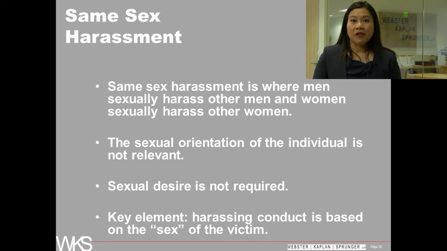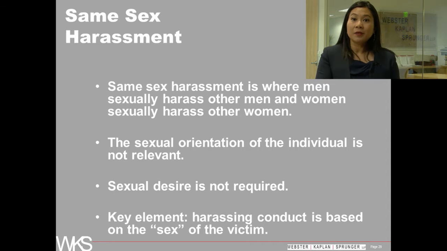Harassment is also not limited to a man or a woman. It could be same-sex harassment, where you have men sexually harassing other men, women sexually harassing other women. Sexual orientation in and of itself is not relevant, and sexual desire is not required. What do I mean by that?